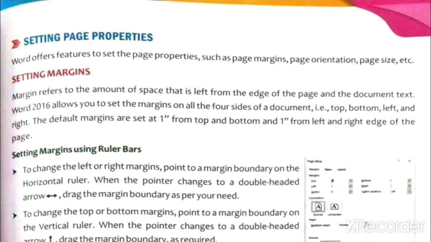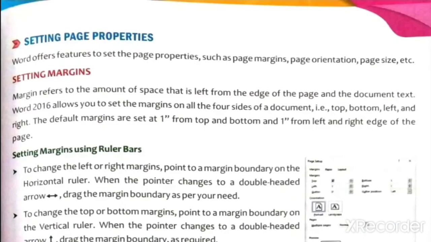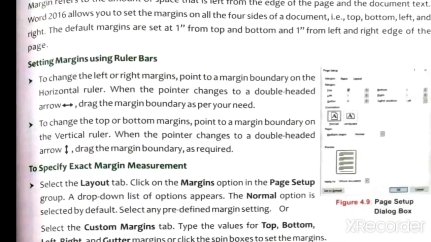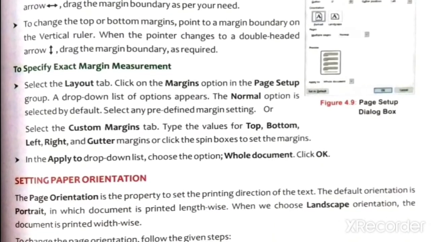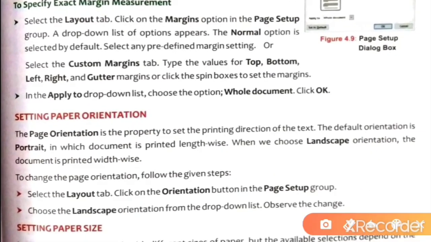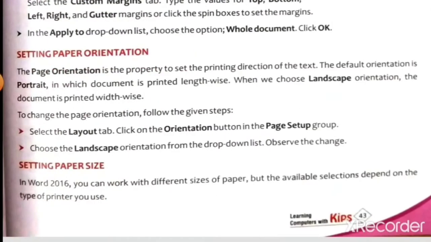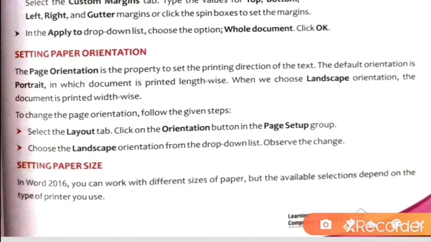On page 43 we will be understanding the concept of setting page properties. How you can set the properties of a page, setting the margins, how you can set the margins, and how you can set the paper orientation. And last we will discuss on page number 43 is setting paper size, how you can set the paper size.